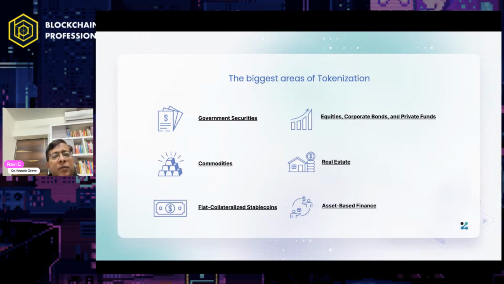Some of the different asset classes that are seeing the most traction today: one is government securities, treasuries, bonds, etc. Then there are equities, corporate bonds, and private funds. Commodities like gold, silver, graphite, different kinds of mining assets, real estate and land tokenization. Then fiat collateralized stable coins, USDT, USDC, etc. And asset-based finance, loan portfolios, or different kinds of assets that can be tokenized.